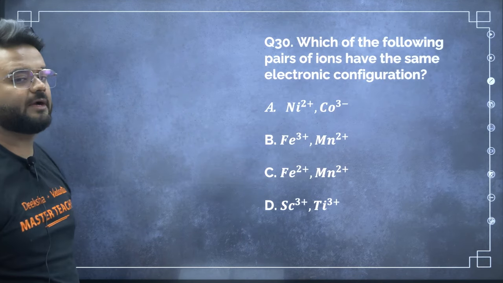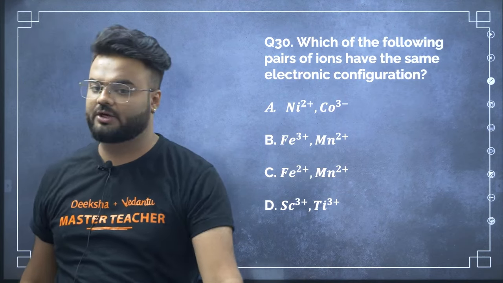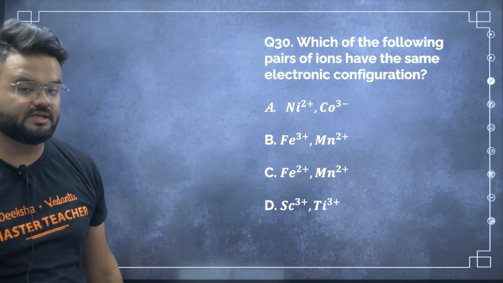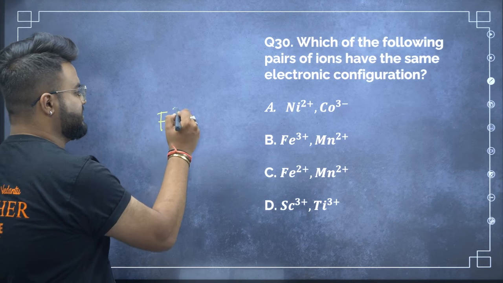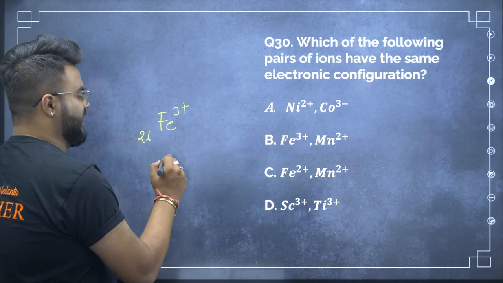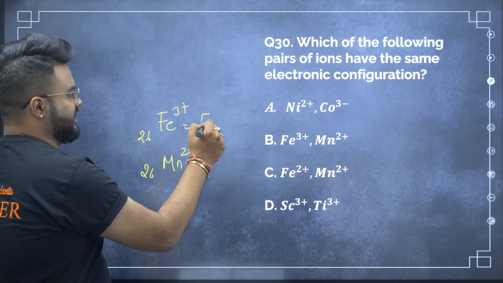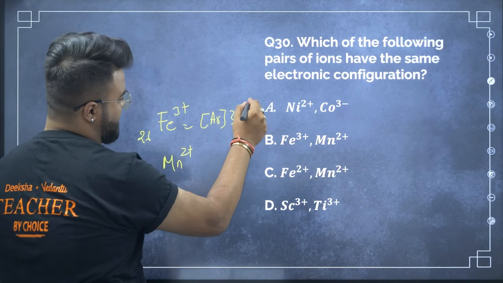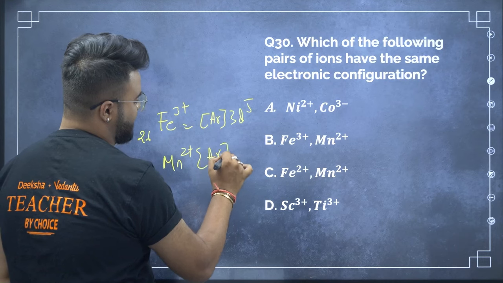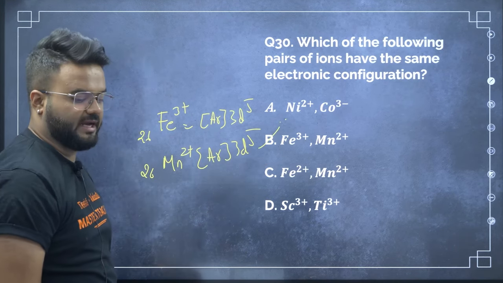Okay. Now, coming back to question number 30. Which of the following pairs of ions have the same electronic configuration? When you check this, the same electronic configuration will be for Fe3+, that is 26, and Mn2+, it is again 26, that is argon with 3d5, the same, and even argon with 3d5. Therefore, option B will be your correct answer.